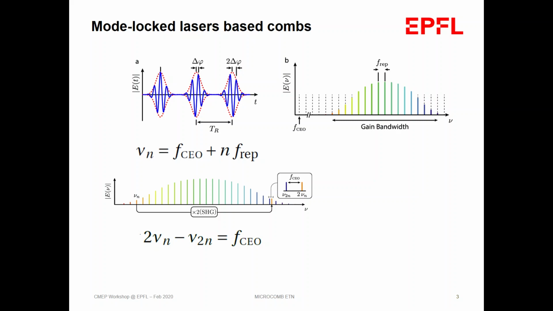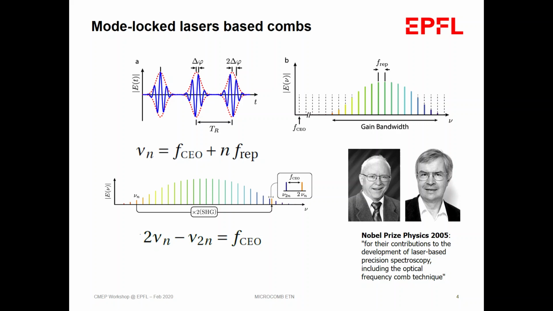And you just double the frequency of this line through some nonlinear process. If you compute the frequency of this line with this formula, you will get f_ceo plus n f_rep. Then you multiply it by two, so you get 2 f_ceo plus 2n f_rep. But the line at the doubled index is going to be just f_ceo plus 2n f_rep. So just taking the difference between these two lines, you extract exactly the carrier-envelope offset. That's a simple thing, and a good reward. We all know there's a Nobel Prize related to this technology, frequency combs, in 2005.